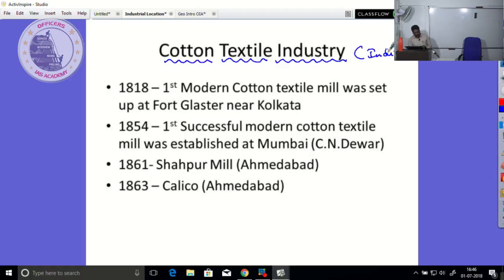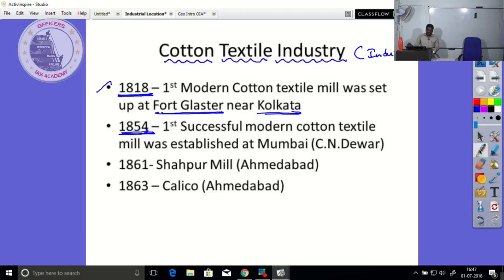The first modern cotton textile mill was set up at a place called Fort Gloucester near Kolkata, sir, in the year 1818. And just to tell you, this 1818 mill that was set up in Calcutta was very short-lived. It was not successful, and after its installation it was closed in no time, sir.